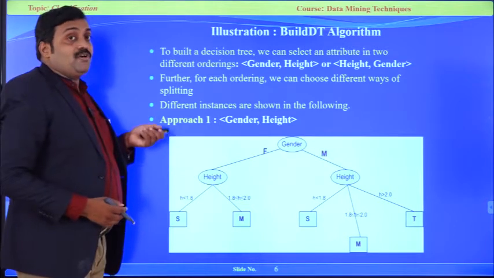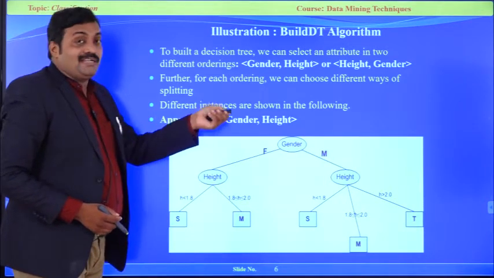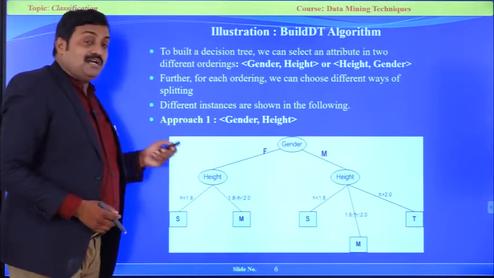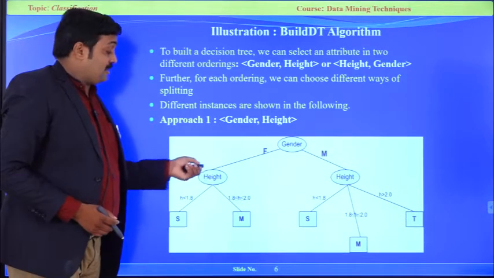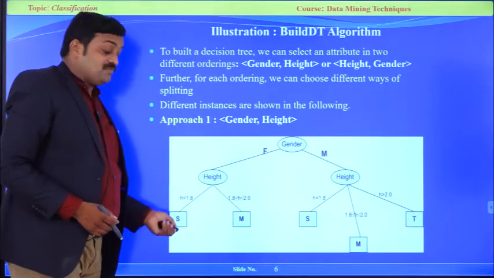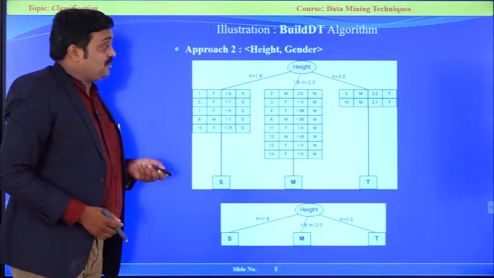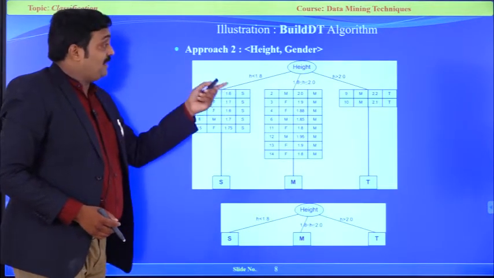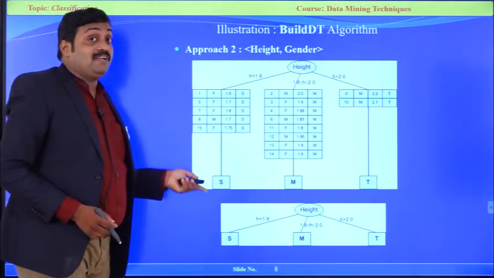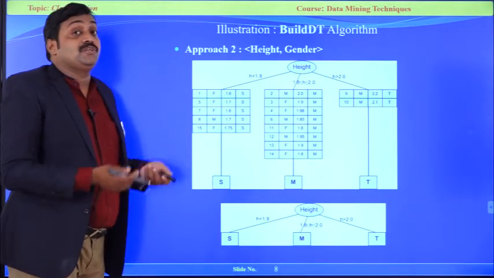Based on that, I took a simple example. While constructing the first approach, the combination gender-height: gender is the root node, height is the internal node, and again from that the leaf node. But the second approach is easy, because with only height I can identify easily. That means the number of iterations is reduced.